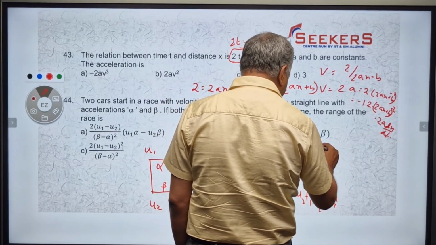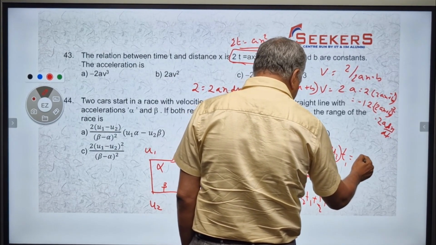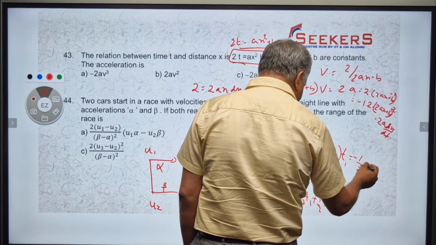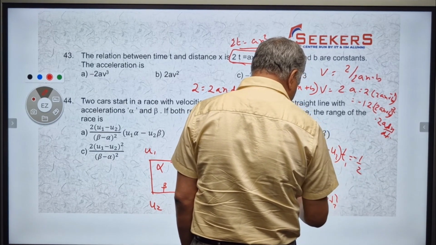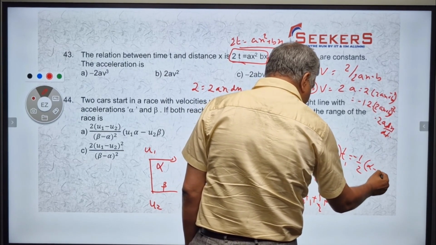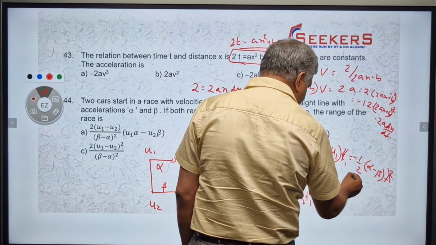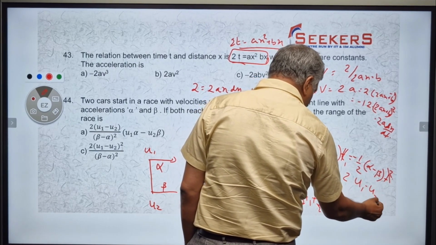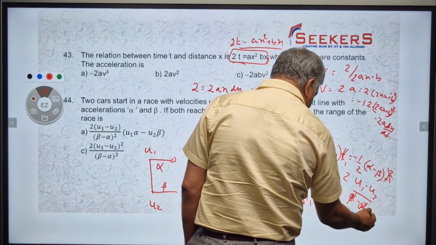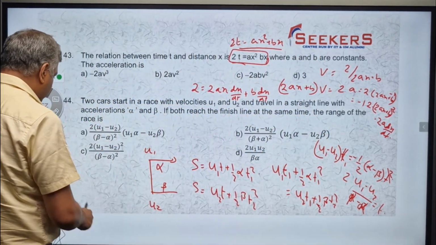So from there I can say (u1 minus u2) t is equal to half into negative (alpha minus beta) t squared. So one t will get cancelled. So 2 times (u1 minus u2) by (alpha minus beta), or rather (beta minus alpha), is equal to t. So once I know t, then I can find out the range.